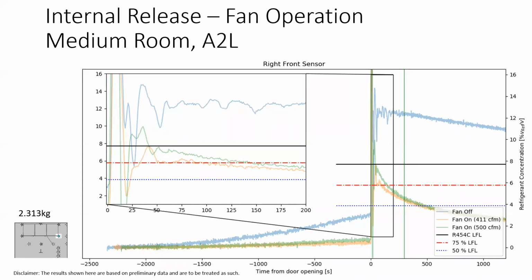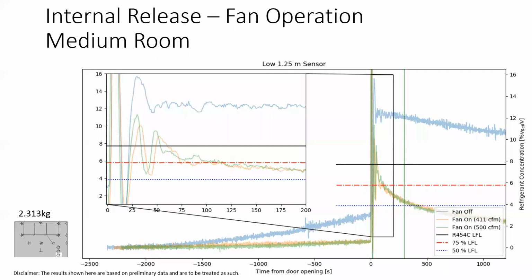If we go to the next slide, we can confirm that. Once again, we'll go to our sensor that's 1.25 meters out into the room, and we see very similar results. Prior to the release, we do not see the concentration building up like we had with the fan off. And after the test, we see that with the fan on, the refrigerant is being dispersed more readily into the room. As a matter of fact, we can see that it drops close to that 50% LFL value within 5 minutes of the test. So this was for the medium room with 2.3 kilograms.